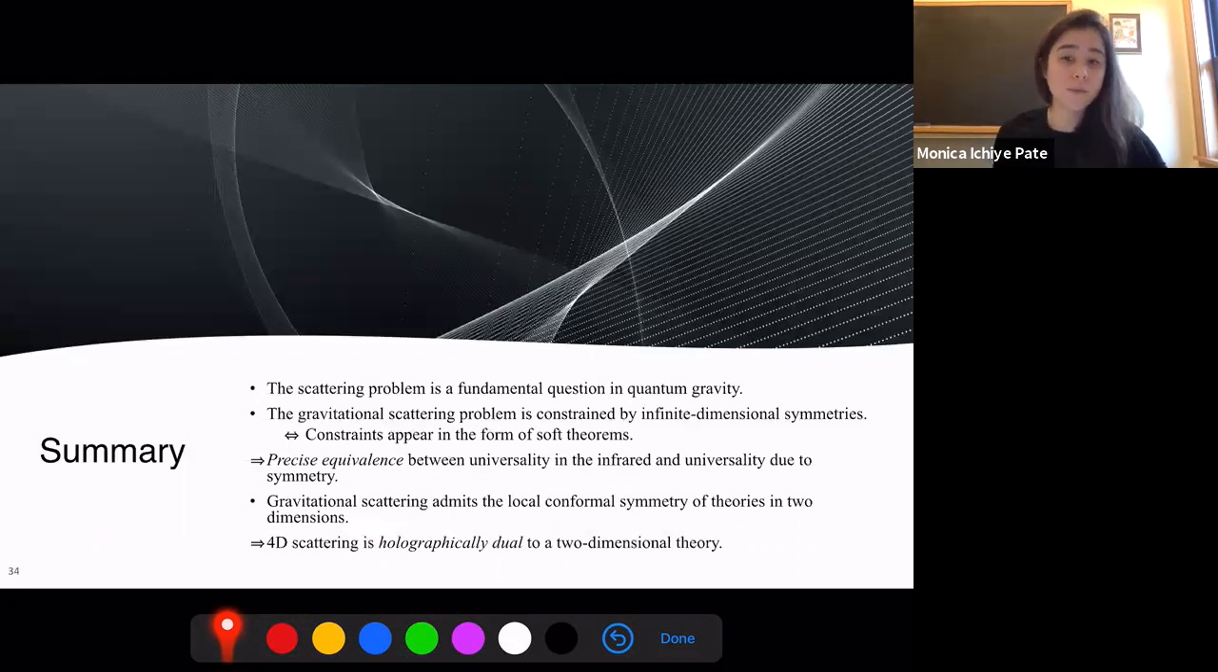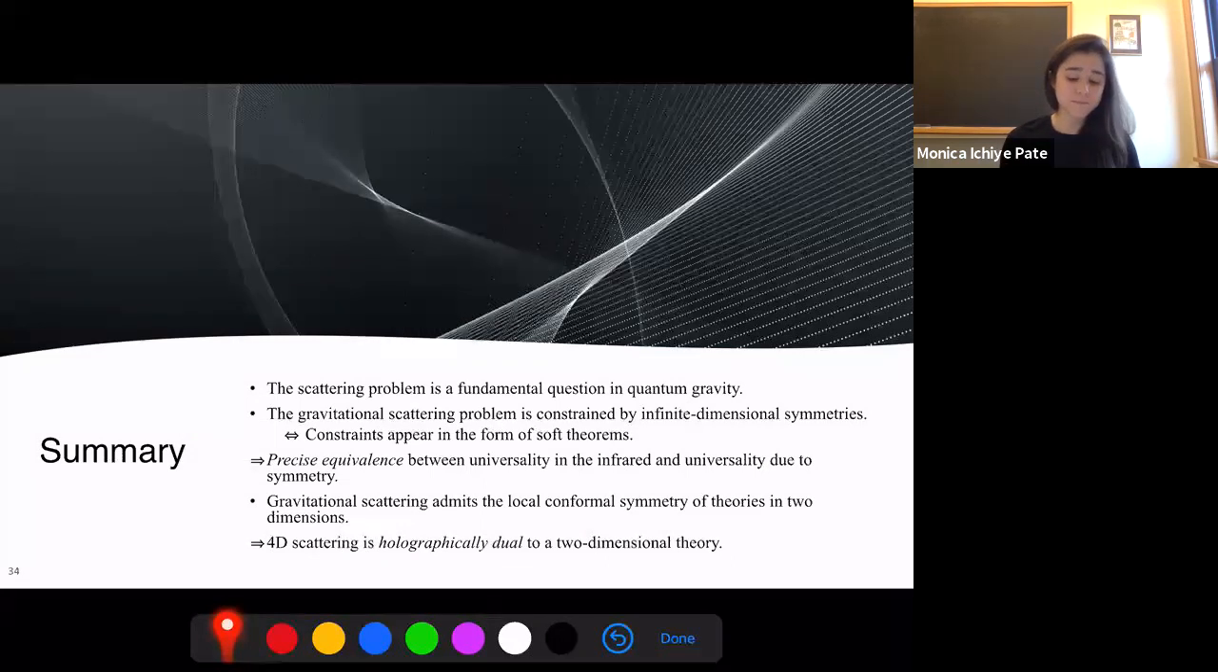Okay, so let me summarize. So I began by introducing the scattering problem as a central element to our understanding of quantum gravity. And then I explained that the gravitational scattering problem admits infinite dimensional symmetries whose constraints take the form of soft theorems. And this led to a powerful insight that universal behavior in the infrared could be precisely equivalent to universality due to symmetry, which in turn led to the discovery of new symmetries in universal phenomena.